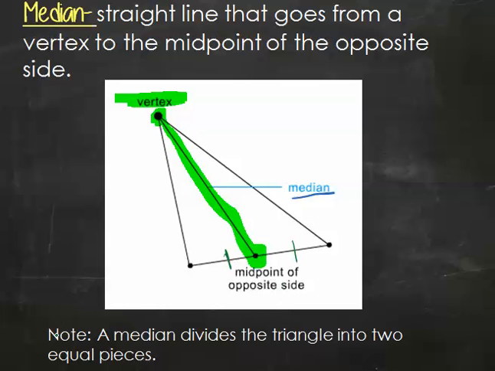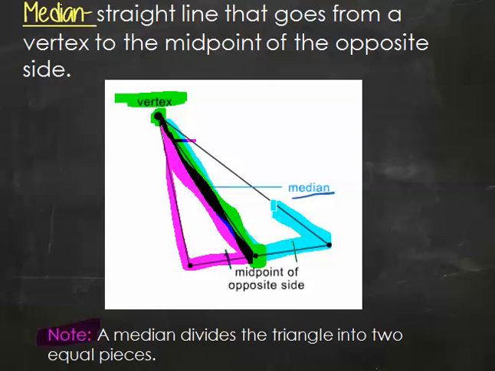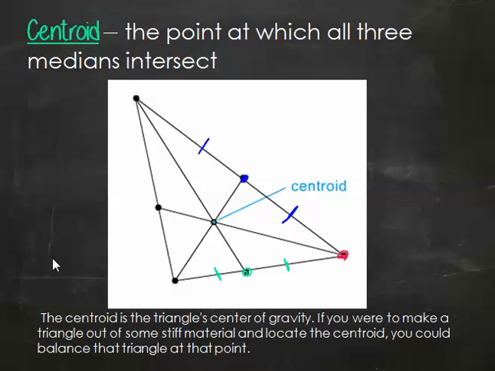The other thing that it does, if you read the note down here at the bottom, is it makes this triangle equal to this triangle. So when you go from a vertex to the midpoint of the opposite side, you create two new equal triangles within that triangle.